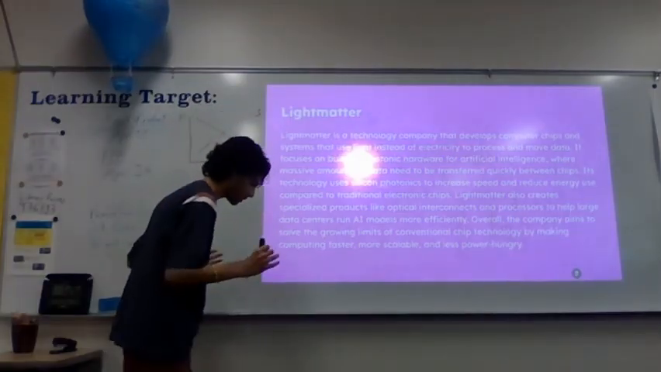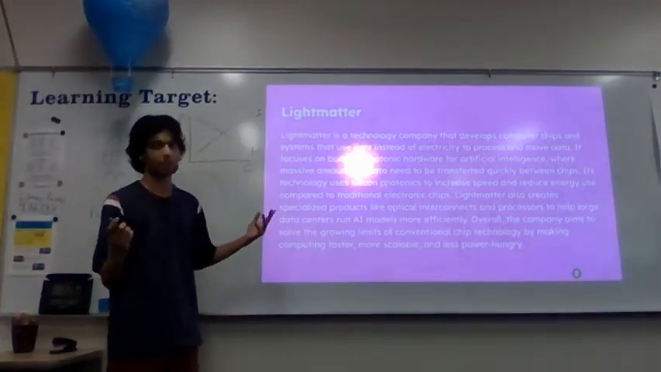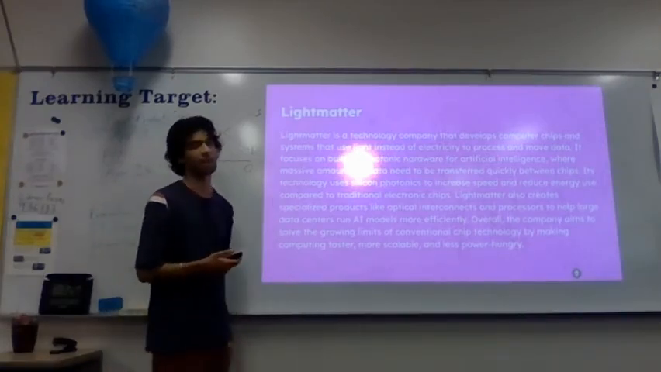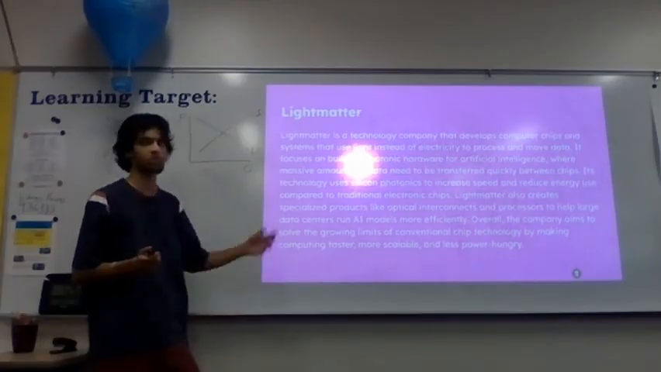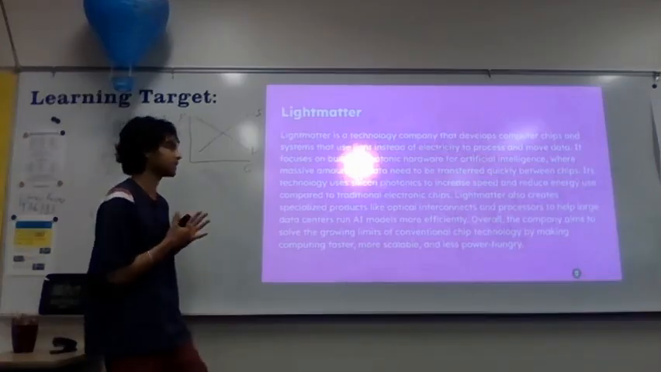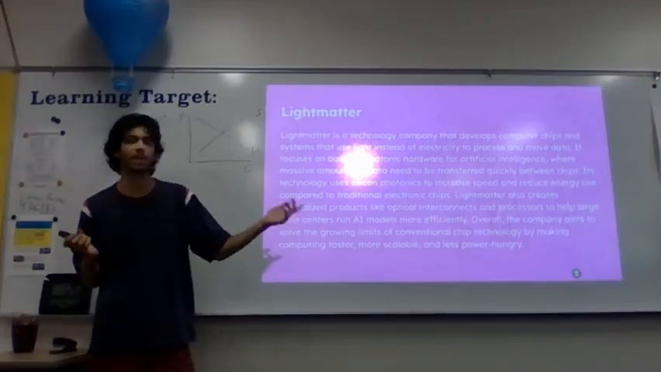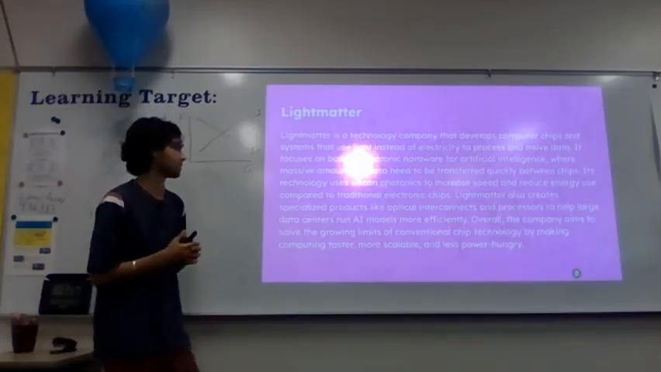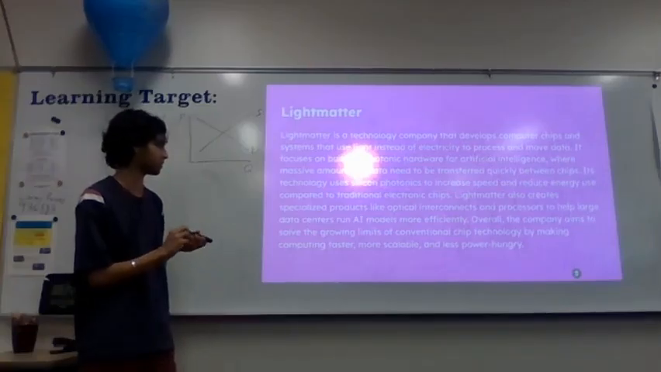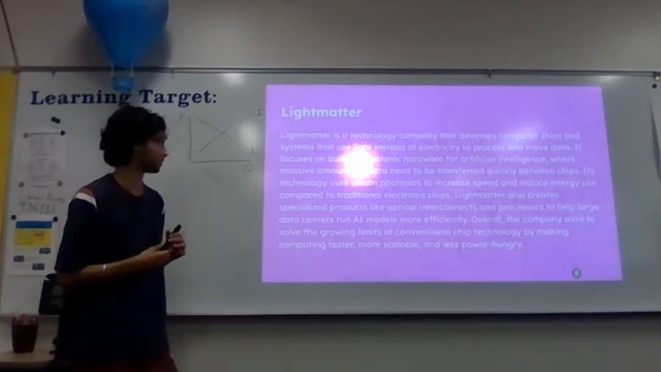And as I was learning about photonics, I wanted to learn about the current economy of photonics, like what companies are trying to do photonics. I found Lightmatter. There's a couple other ones, but I'll just use Lightmatter as an example. They're a technology company that develops computer chips which use light instead of electricity to process and move data. It focuses on building photonic hardware for artificial intelligence, where massive amounts of data need to transfer quickly between chips. Its technology uses silicon photonics, which is basically photonics on a silicon chip, to increase speed and reduce energy compared to traditional electronic chips.